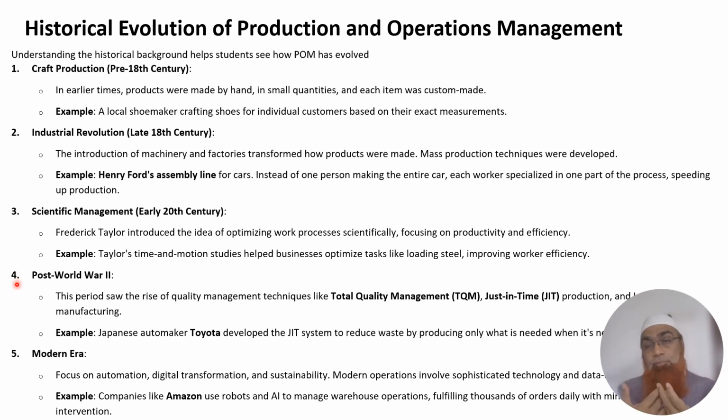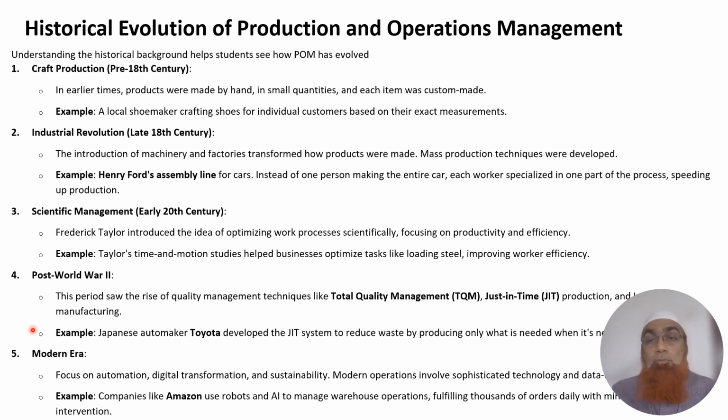Likewise, the next important aspect is post World War II. This period saw the rise of quality management techniques like TQM or JIT, just in time production, in manufacturing. For example, the Japanese automaker Toyota developed the JIT system. Just in time means whenever you need a raw material, it will be available. No stocking of any raw material. The advantage of JIT is that your finances will not get stuck in unproductive activity. It was so automated and synchronized that the moment you need a particular product, it will be made available by the supplier.